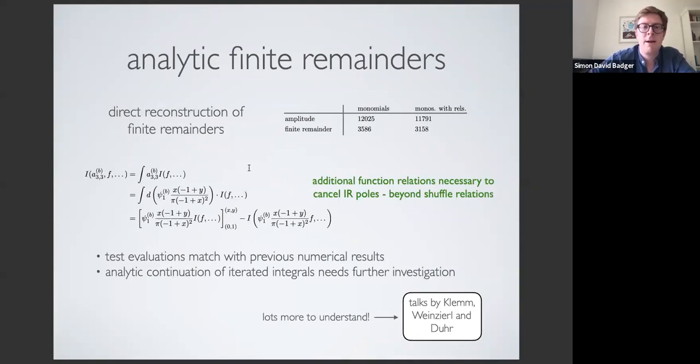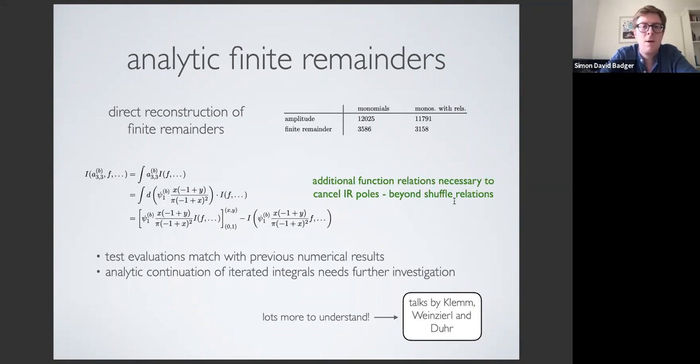So we had this direct reconstruction of the finite remainders, and we saw a sort of reduction in the number of iterated integrals, or monomials of iterated integrals, that appear in the final result. But there was still information that was missing that we would not have missed if we'd followed the procedure for the massless functions. So there do seem to be relations beyond the shuffle relations, which we needed to find in order to analytically cancel the poles.